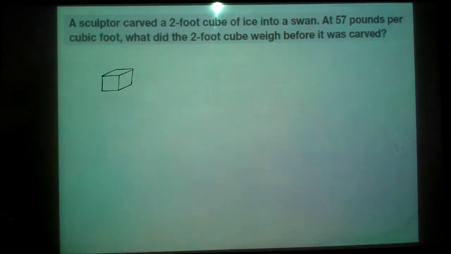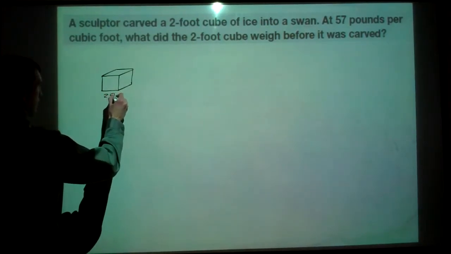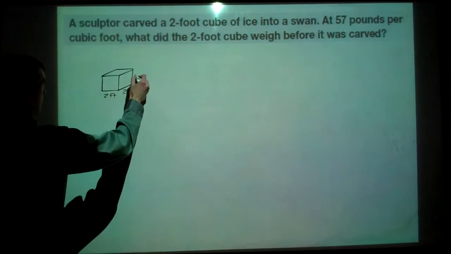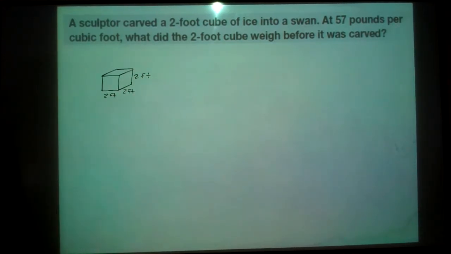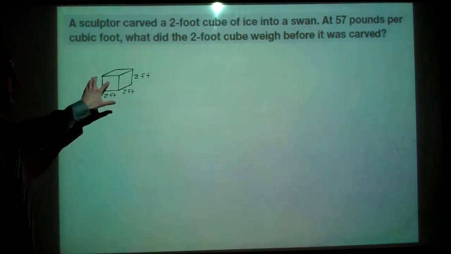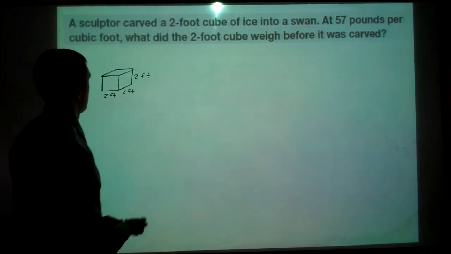Alright, something like that. And cubes have all the same side lengths, so we have 2 feet by 2 feet by 2 feet. Alright? And it says 57 pounds per cubic foot. So what did it weigh before it was carved? We're going to figure out how much this thing weighed.